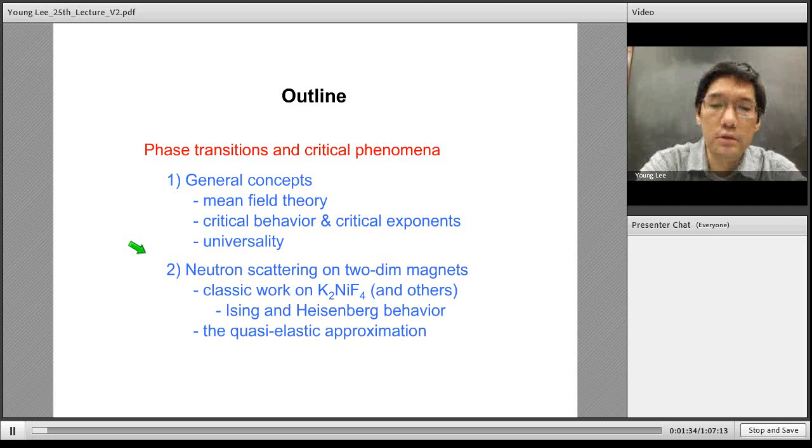And I will go to some older papers that are kind of a case study of how to study phase transitions. And in particular, let me focus on phase transition in a two-dimensional magnet. And a quite famous one is K2NiF4, potassium nickel fluoride. And this will be also a way to talk about some neutron scattering techniques to measure some observables related to the critical behavior, and in particular what's called the static structure factor using the quasi-elastic approximation.